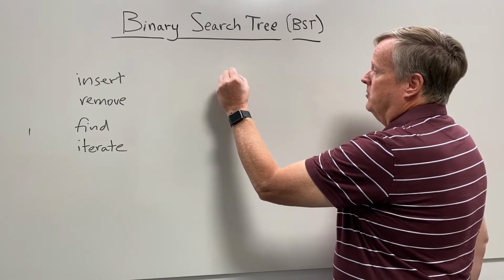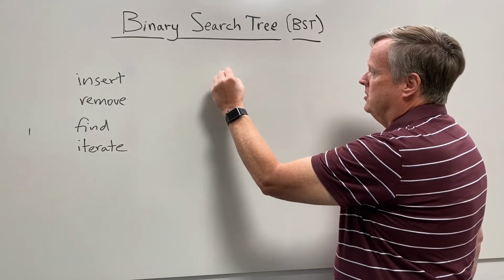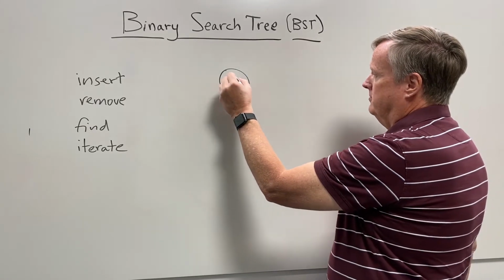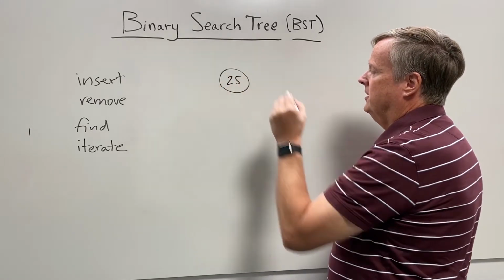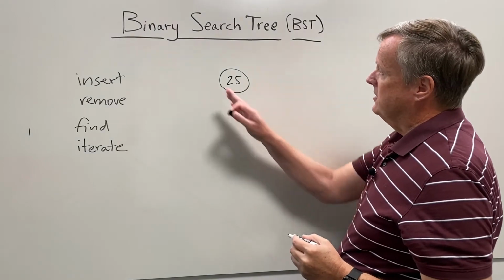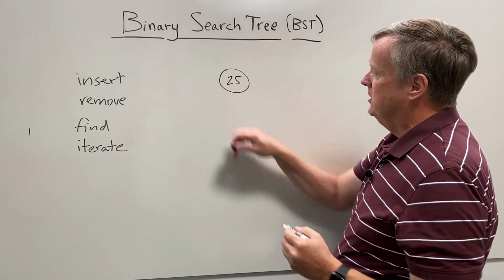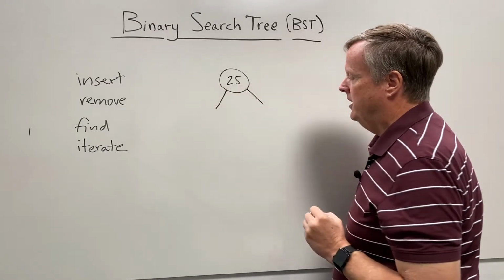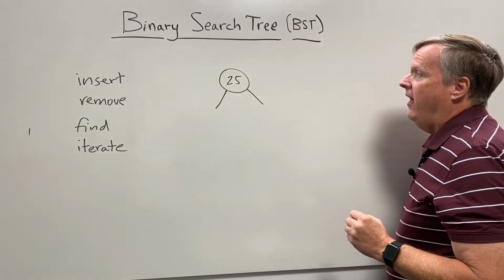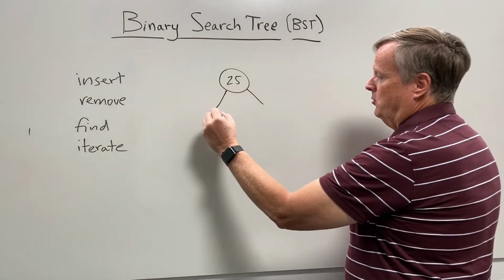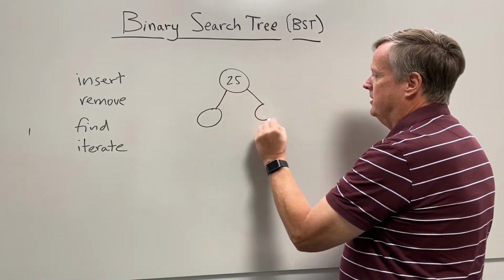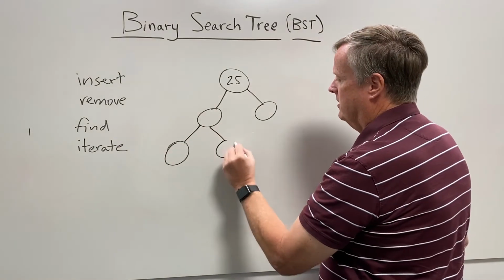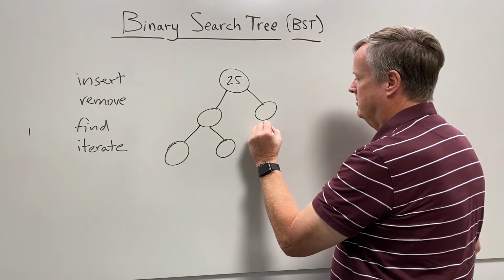First of all, we have nodes. Draw them as circles, and a node will have a value, say 25. And a binary search tree is called binary because each node can have up to two children. Might have 0, might have 1. And these children will be other nodes. So I can do this, and then this one might have children. Maybe this one only has 1 over here.